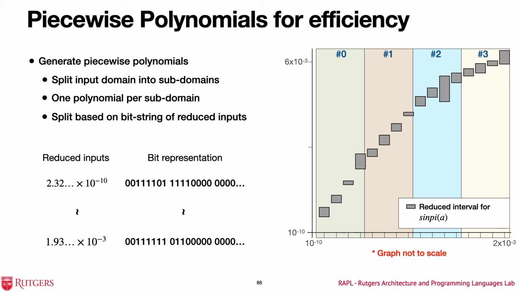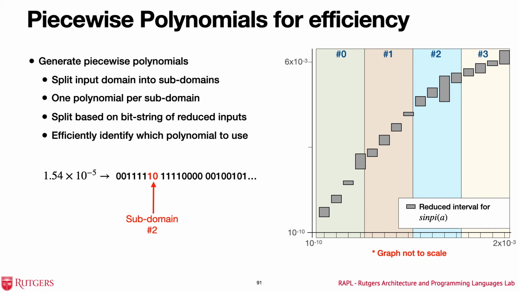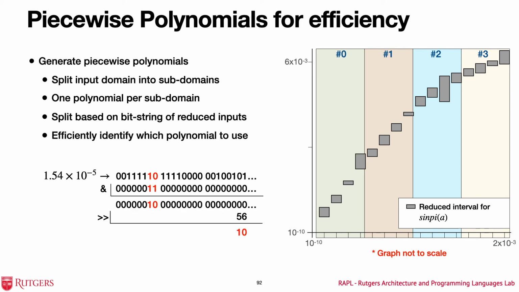To efficiently identify which polynomial to use for each input, we split the input domain based on the bit string of the reduced input in the double representation, which is the representation we use to evaluate the approximation function. All of our reduced inputs have the same bits in the first 6 bits in the bit string. So we group all the inputs that have the same bits in the 7th and 8th bits into the same subdomain. This allows us to identify which subdomain to use for each input by just using a single AND operation and a shift operation, allowing us to efficiently retrieve the polynomial that belongs to subdomain number 2.